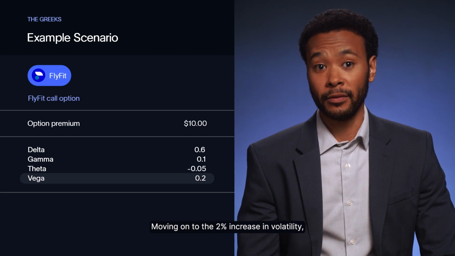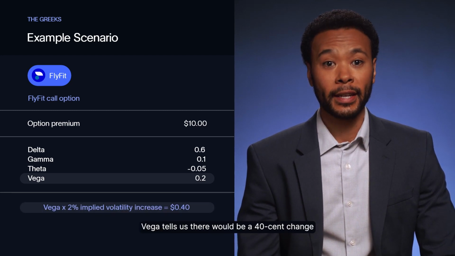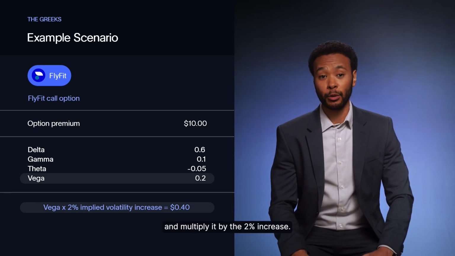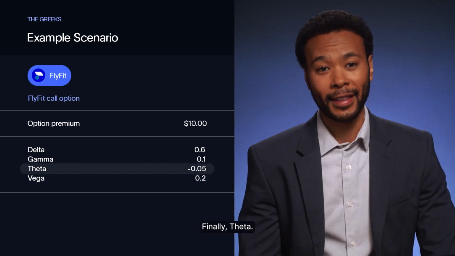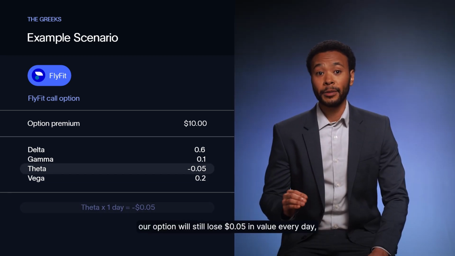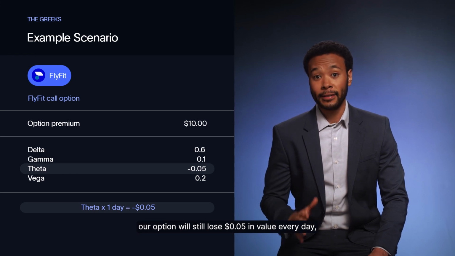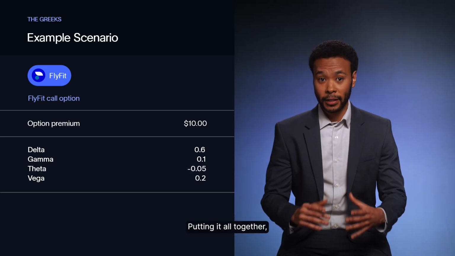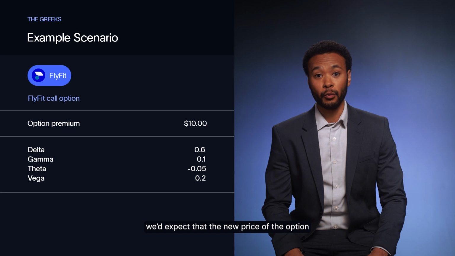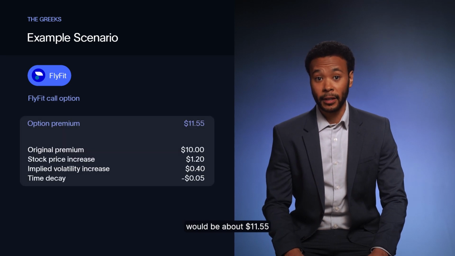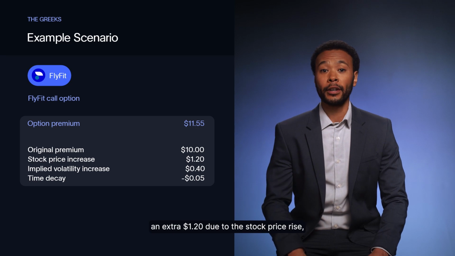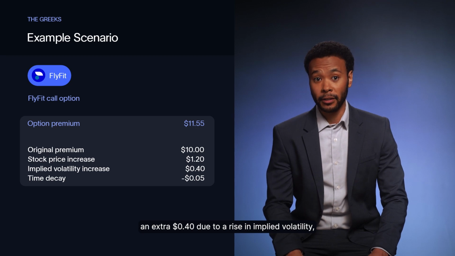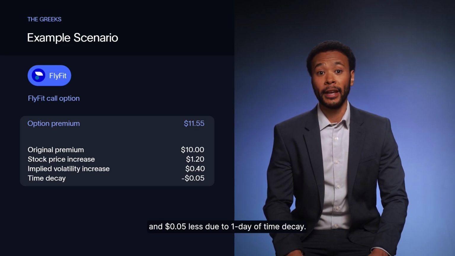Moving on to the 2% increase in volatility, vega tells us there would be a 40-cent change in the option's price. Again, it's because we take the vega value and multiply it by the 2% increase. Finally, theta. Regardless of these changes, our option will still lose 5 cents in value every day, thanks to time decay. So if a day passes, that's a 5-cent decrease. Putting it all together, we'd expect that the new price of the option would be about $11.55. The original value of $10, an extra $1.20 due to the stock price rise, an extra 40 cents due to a rise in implied volatility, and 5 cents less due to 1 day of time decay.